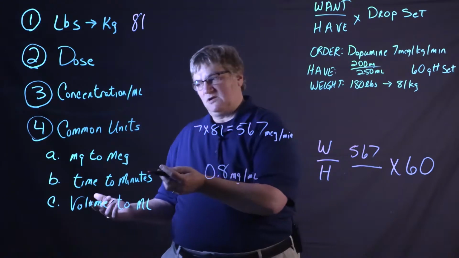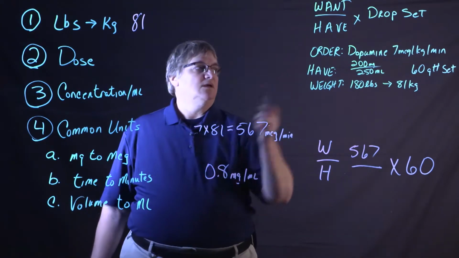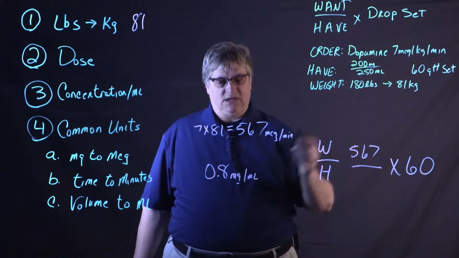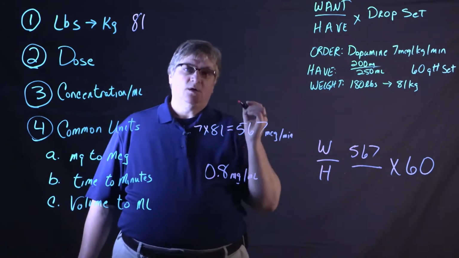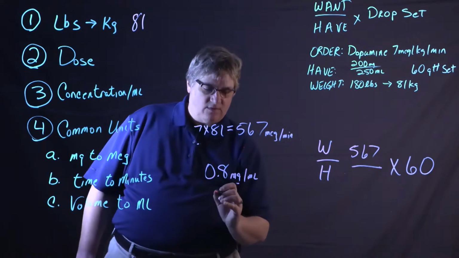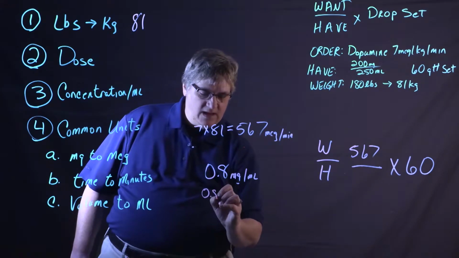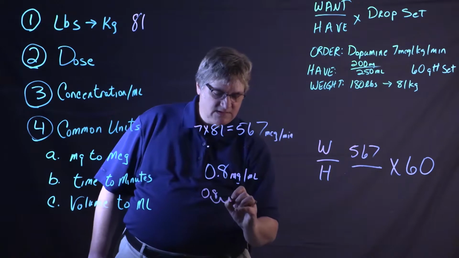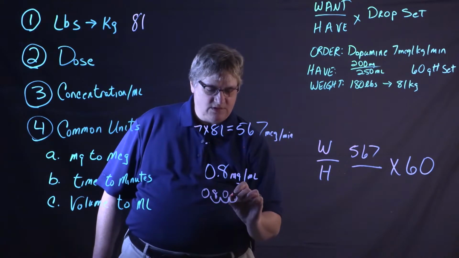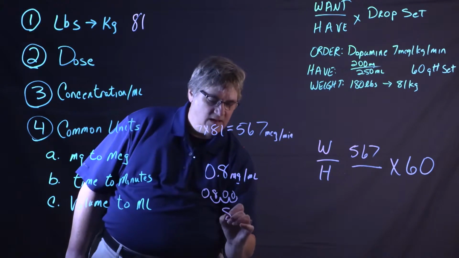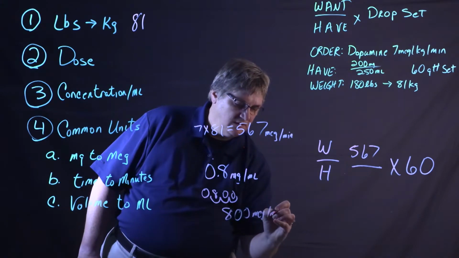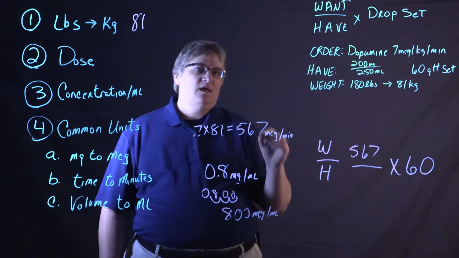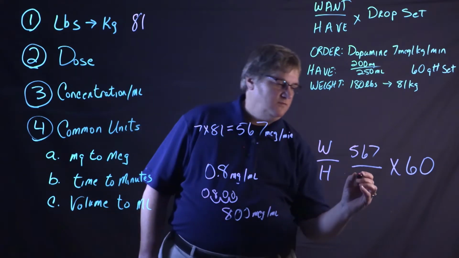Now, I have to come over here and convert this to common units. My original dose was in micrograms. This is milligrams. To convert milligrams to micrograms, we're going to move the decimal 3 places to the right. So if I take 0.8 and move it 3 places, I have to fill in those blanks with zeros. That gives me 800 micrograms per milliliter. Okay? That is now my have.